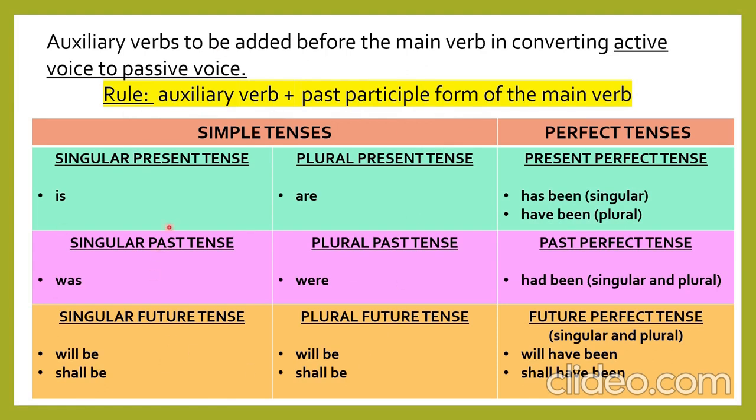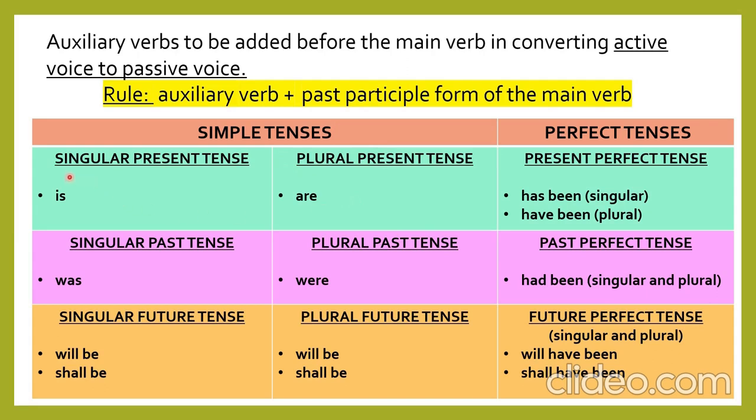So we have two sets here. These are all simple tenses, and this part is for perfect tenses. Let's have first the simple present tense. When we say singular, that's only one. And when we say plural, that's more than one. So that's a lot. It could be two or more.